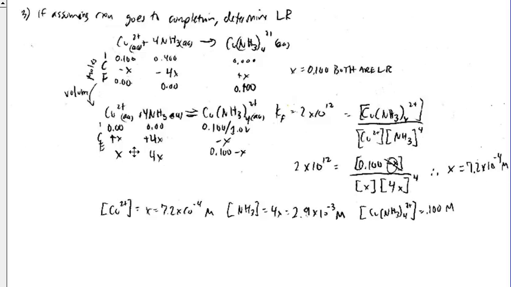And that is, in fact, your copper concentration right there. Multiply that by 4, and you'll get your concentration of the ammonia, which is 2.9 times 10 to the negative 3rd. And then you have to subtract, technically, that small value from 0.1, but it's so small that it doesn't actually make a difference, and you have 0.1 molar of your complex ion.